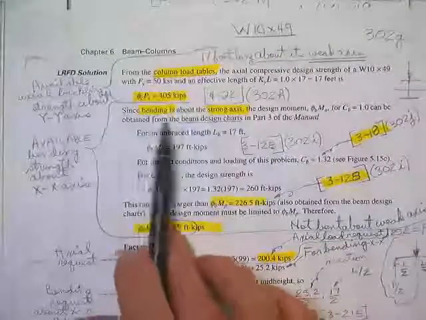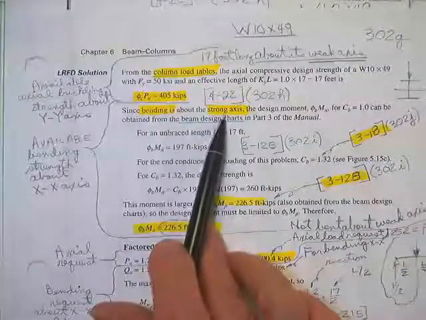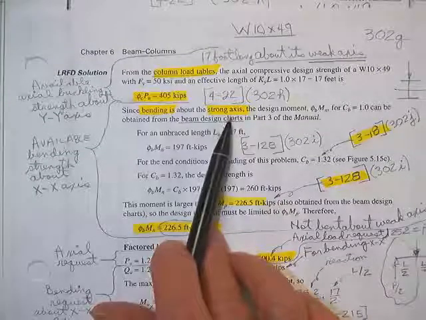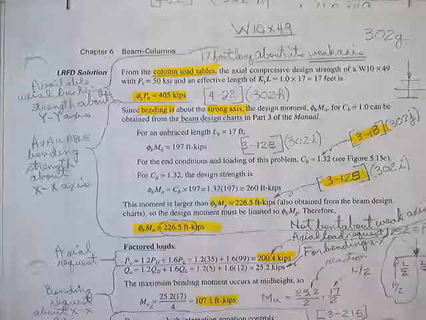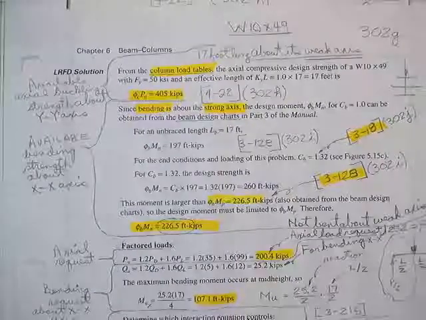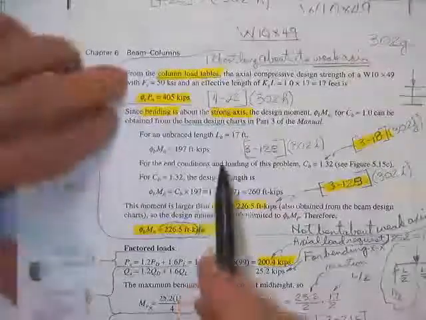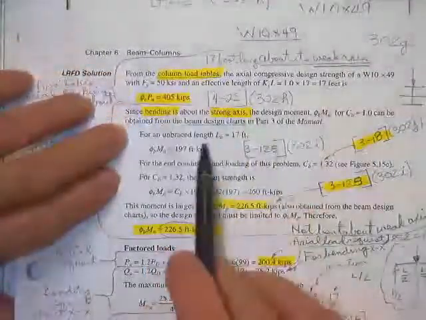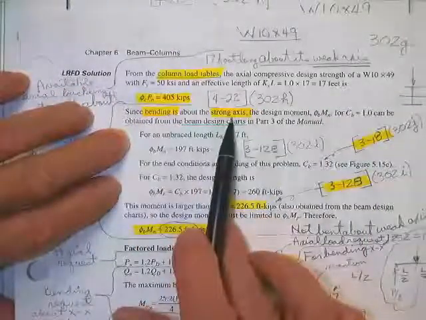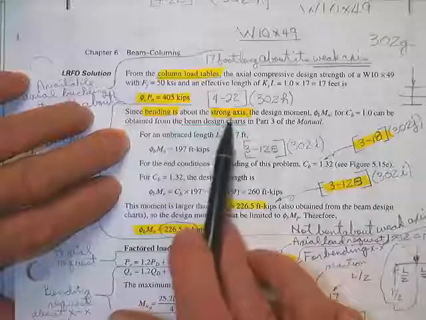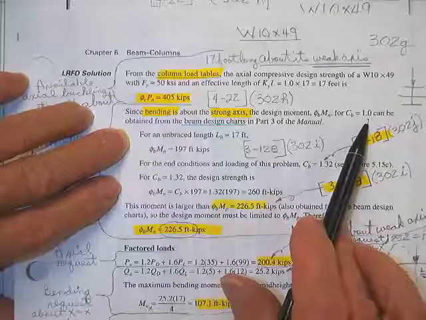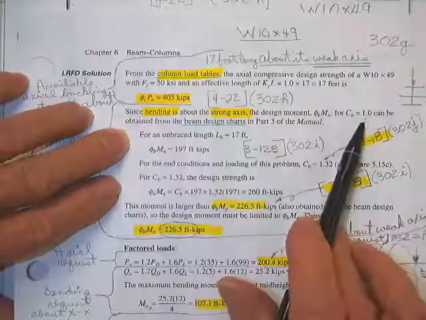I says, you're bending this thing about the strong axis, for heaven's sakes. Don't go get me a bunch of weak axis numbers unless you really plan on doing something stupid like putting the load along the 90 degrees away from the strong axis. Okay, gotcha. Bending's about the strong axis. That's good. That means I get to use those graphs. They don't have any of those for weak axis bending. C sub B is a 1 for the graphs, so we may get some extra here.